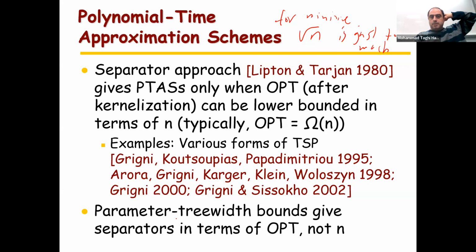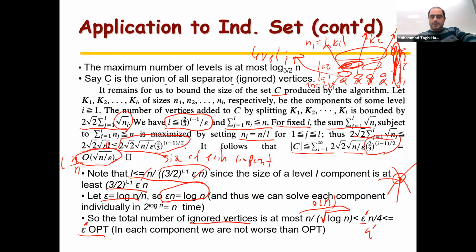And so this algorithm that I have mentioned, using this separator approach, actually we could get it for H-minor-free graphs, etc. That was a generalization, but for planar graphs it was already there essentially. And as I mentioned, this parameter Treewidth bound gives some separators in terms of opt and not n. That's the whole idea. So here for the independent set, we knew that there's a separator of size square root of n, and we could compare that one with opt.